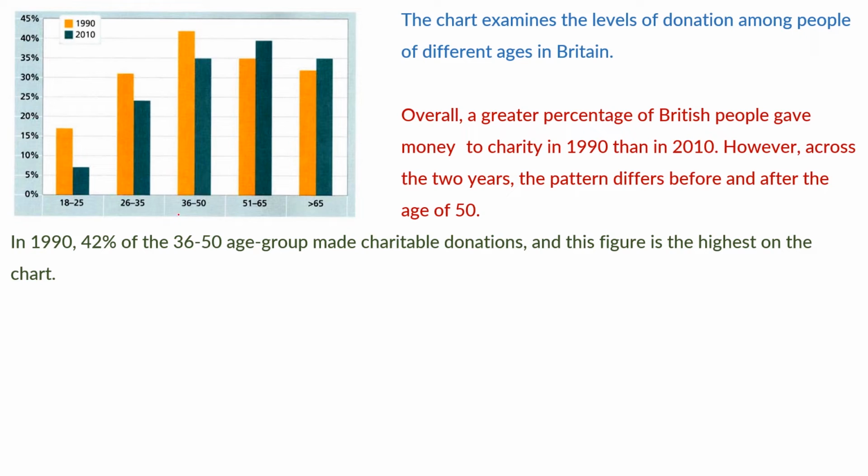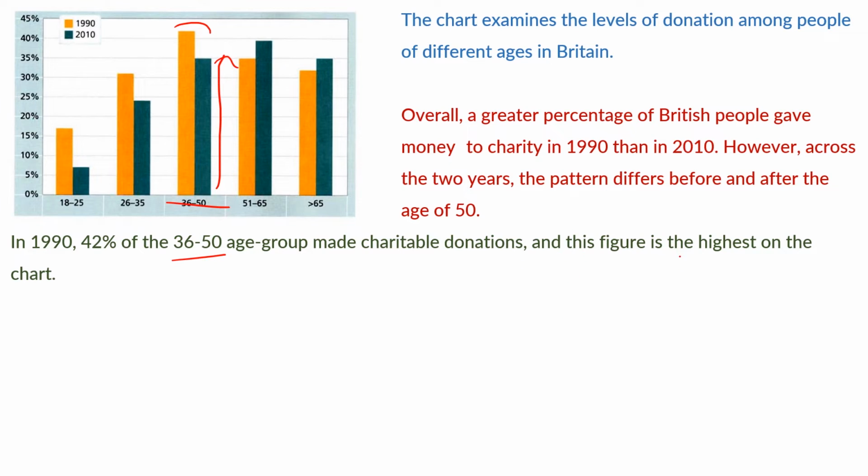Let's move to the next paragraph. As you can see, every paragraph is written in color code. So we have a color change in every paragraph. In 1990, 42% of the 36 to 50 age group made charitable donations. You can see here in 1990, that is the orange color, and 36 to 50 is the highest. You can see here, this is the highest.